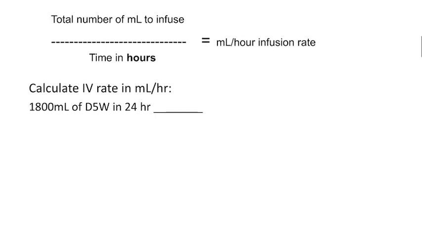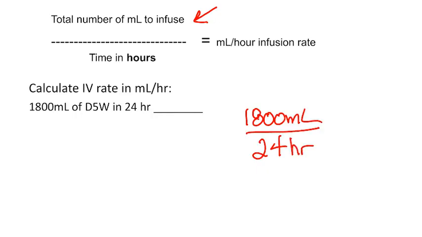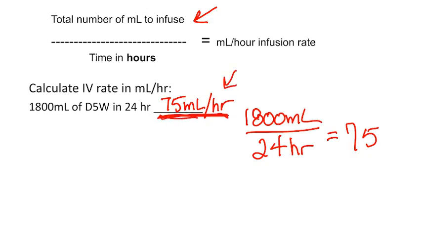Here we're being asked to calculate the IV rate in milliliters per hour. And we have 1,800 milliliters of D5W in 24 hours. So looking at our formula, our total number of milliliters to infuse is 1,800 milliliters, and our time in hours is 24 hours. So I go to my calculator and I take 1,800 and I divide that by 24 hours and I get 75. So my answer is 75 milliliters per hour. And you want to make sure you write your final answer on the line provided and make sure it is labeled.